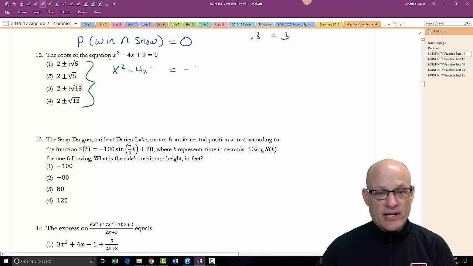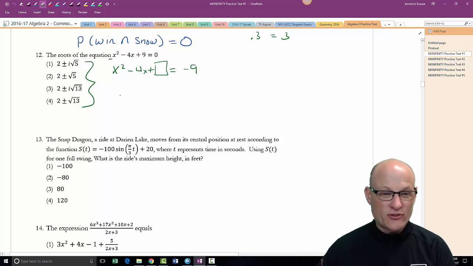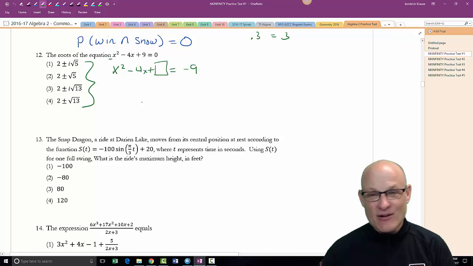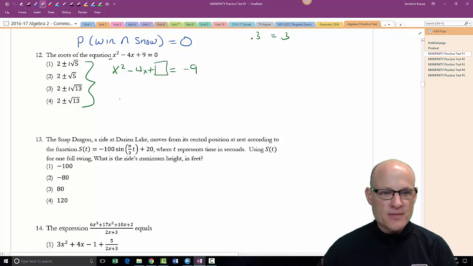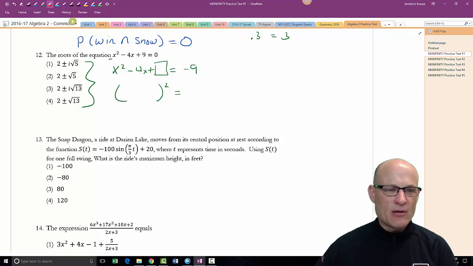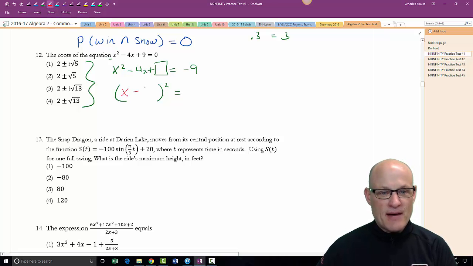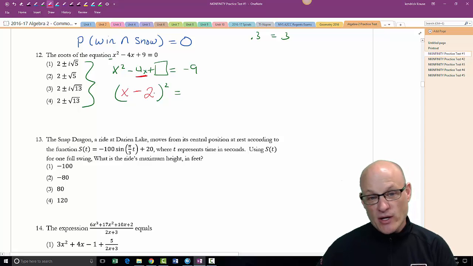Take that negative, bring that 9 over and I say to my kids, put a box here. That's why I call it completing the square, because I put a square there. That's not really why it's called completing the square. So on the next step, we need to decide what goes in that square. Well, it's going to be x minus whatever half of this is. Half of that is 2. It's actually negative 2. If I square negative 2, I get 4. So because I have 4 there, I got to add a box over here with a 4 in it. This gives me negative 5.